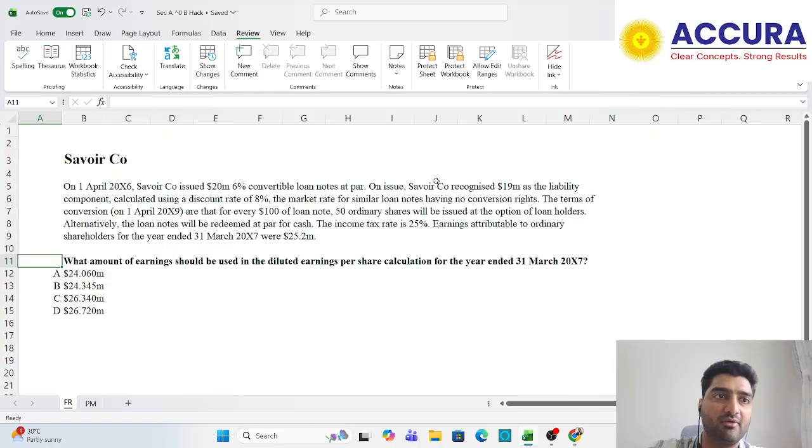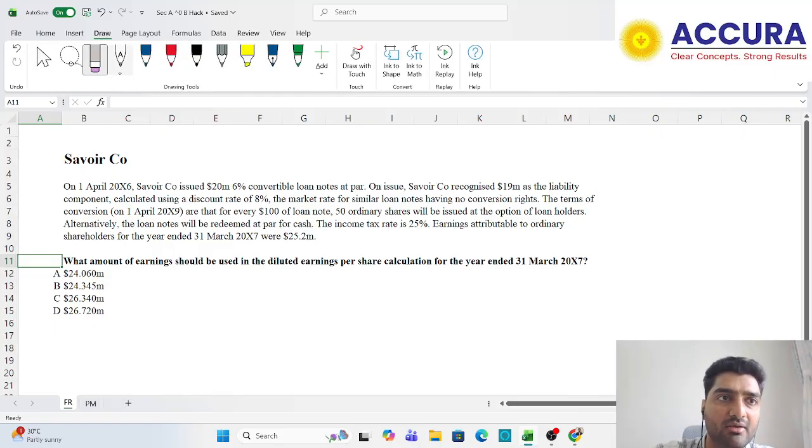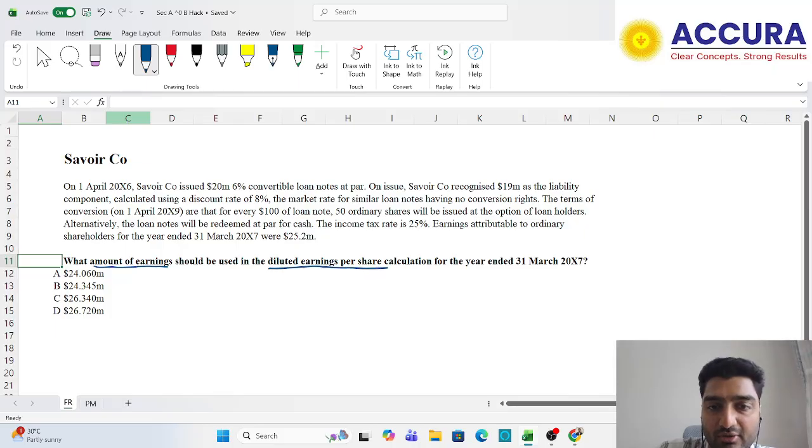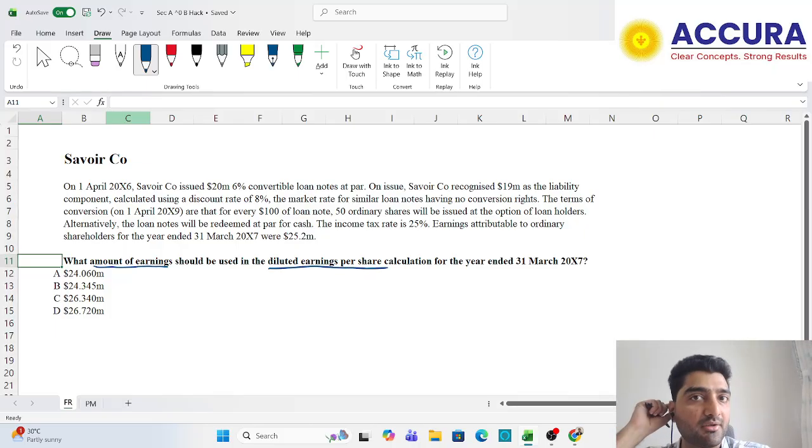What amount of earnings should be used in the diluted earnings per share calculation? Now, see, they are not asking us to find out the EPS. They are asking us the earnings to be used for diluted earnings per share. That is the numerator part of the formula for EPS, that is earnings available for equity shareholders plus the post-tax interest saved, divided by the weighted average number of shares. So they are asking us the numerator over here.